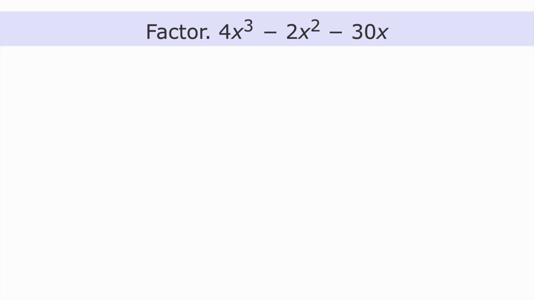Let's factor 4x cubed minus 2x squared minus 30x. The first thing we can notice about this polynomial is that each term shares a common factor of 2x. So let's start by factoring that out. We get 2x times 2x squared minus x minus 15. This expression inside the parentheses is a quadratic where the leading coefficient is not equal to 1. So we will want to split up our middle term and then factor by grouping.